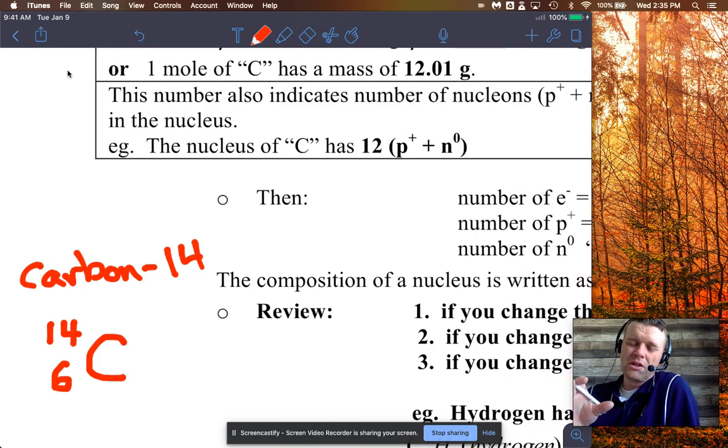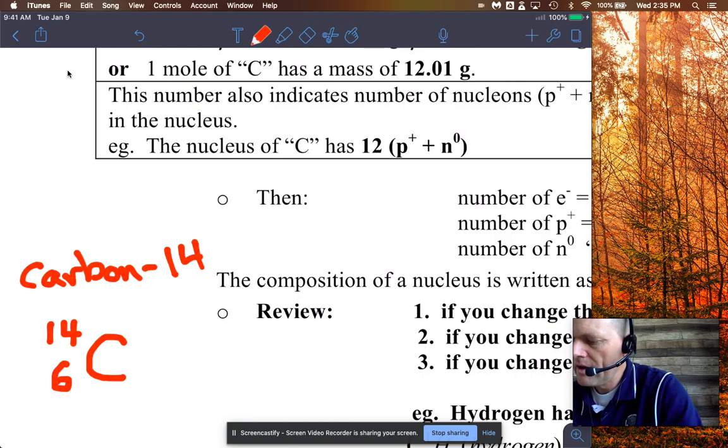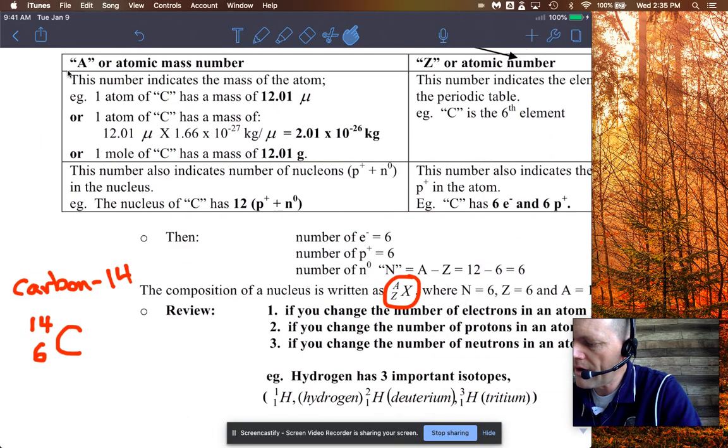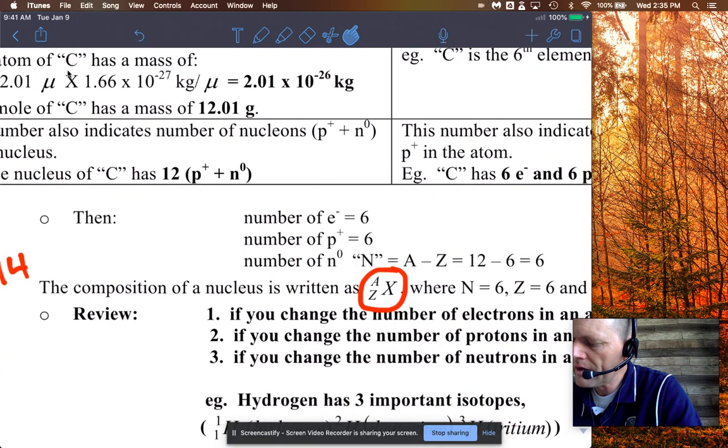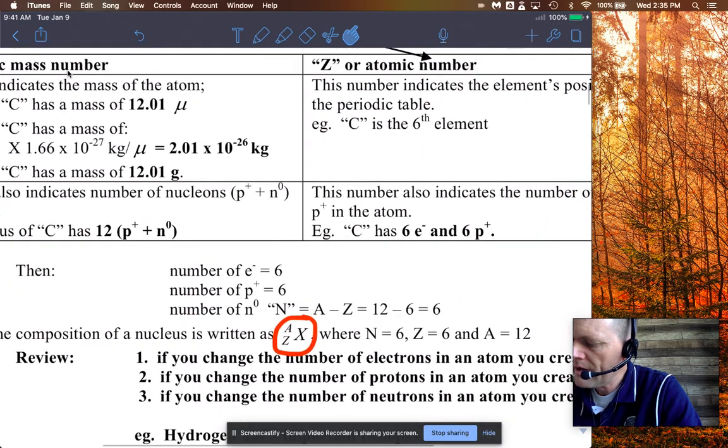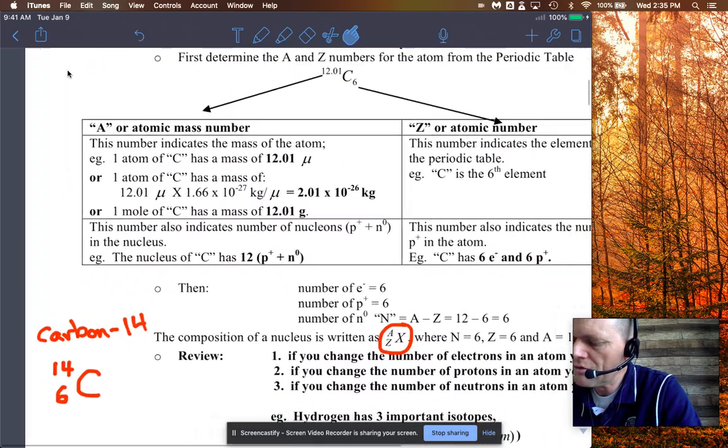But if we look at the nucleons, so that's the number of protons and neutrons, carbon 14 has 2 extra neutrons. It has 8 neutrons in its nucleus, and it has 6 protons. So 8 plus 6 is 14. And that's really what this is trying to emphasize: A, in this case, is the nucleon number.